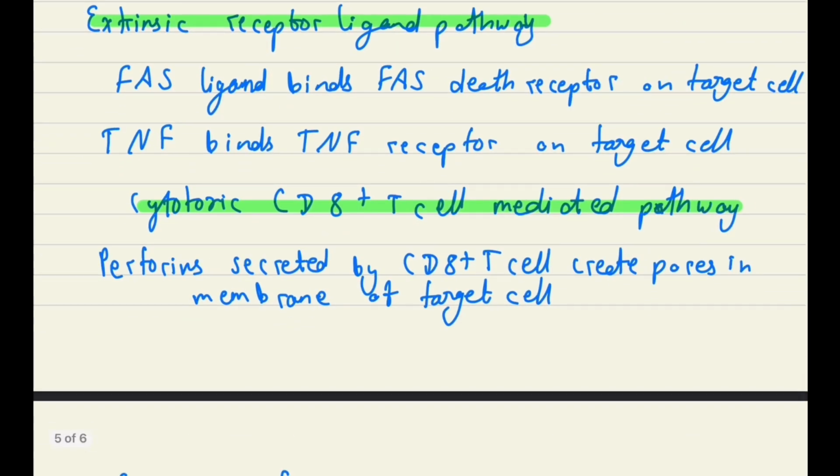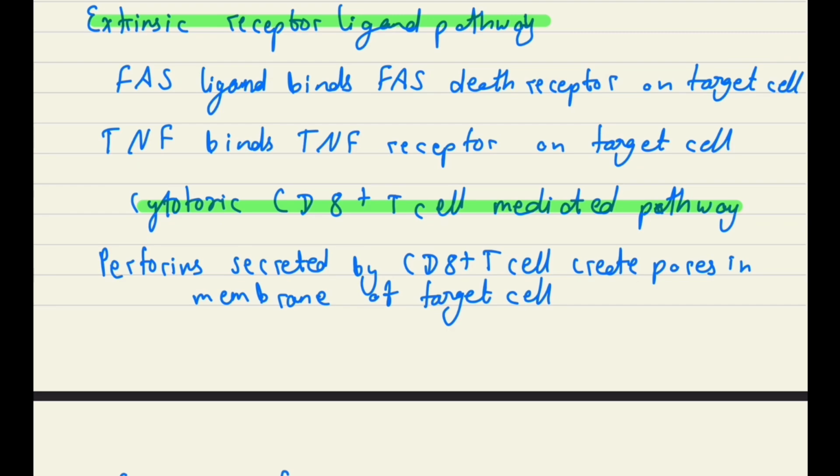There is another pathway, the extrinsic receptor ligand pathway. In this, Fas ligand binds Fas death receptor on the target cell, activating caspases. An example is negative selection of thymocytes in the thymus. And tumor necrosis factor binds tumor necrosis factor receptor on the target cell. It also activates caspases.